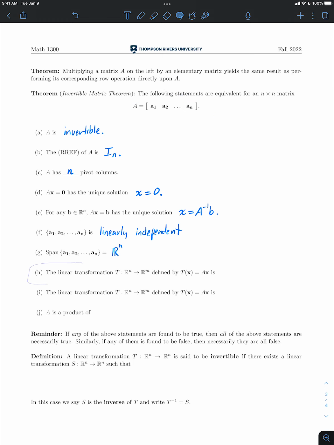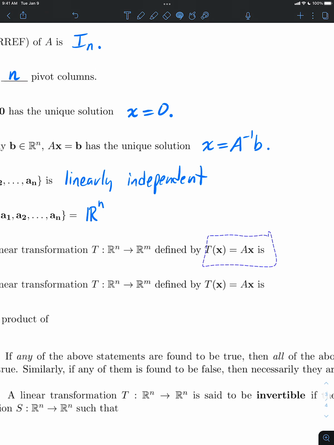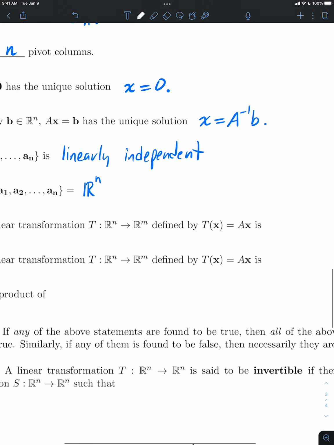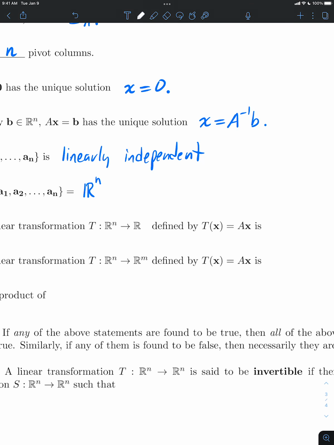Okay, so statement H. The linear transformation Rn to Rm defined by T of x equals Ax. There's a typo here, actually. Make this change. This M, and actually this one as well, should be an N.